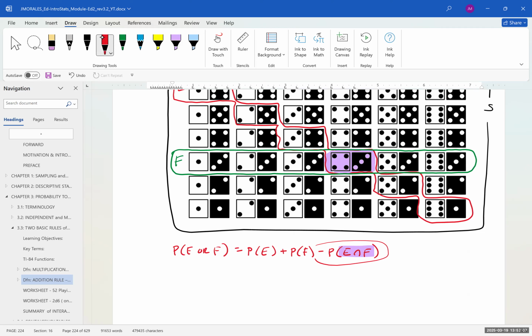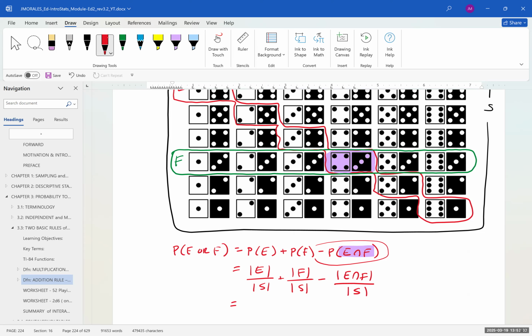Okay, so now we can just write the probabilities here as fractions. So the order of E over the order of the sample space, plus the order of F over the order of the sample space. Oops, it should be minus the order of E intersect F over the order of the sample space.